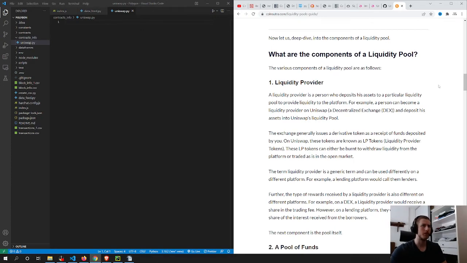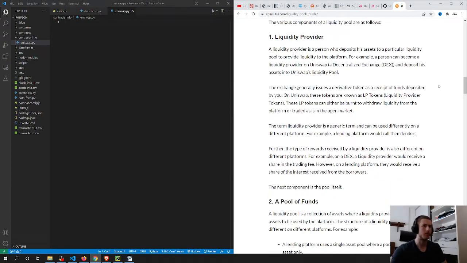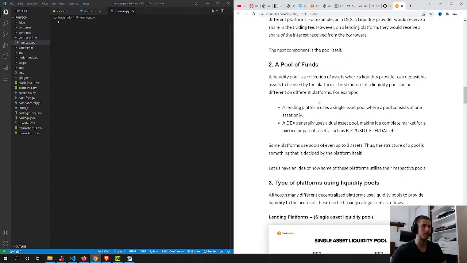The various components of a liquidity pool are as follows: liquidity provider, the person that moves the money, and a pool of funds. A liquidity pool is a collection of assets where a liquidity provider can deposit assets to be used by the platform. Maybe I should be writing down some comments on the questions I'm getting as I read this, so I can investigate further.